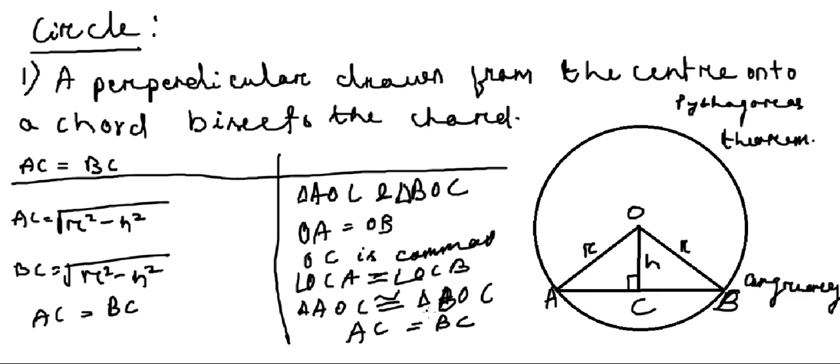So based on this we can prove and understand that if a perpendicular is drawn from the center of a circle onto a chord in that circle, then that perpendicular would bisect the chord. That's the complete proof for the theorem. In that way we are going to prove each and every theorem, each and every statement that is there in math. Alright, that's it.